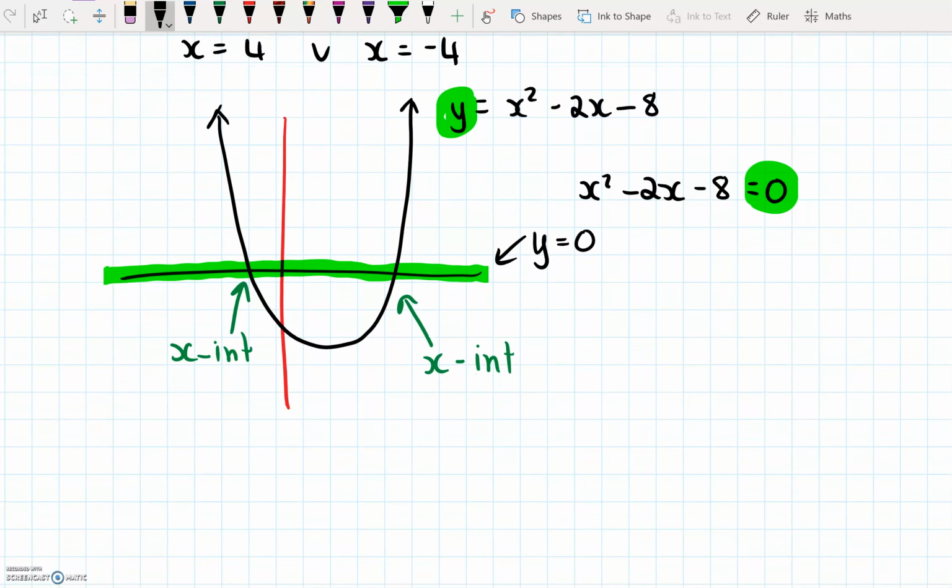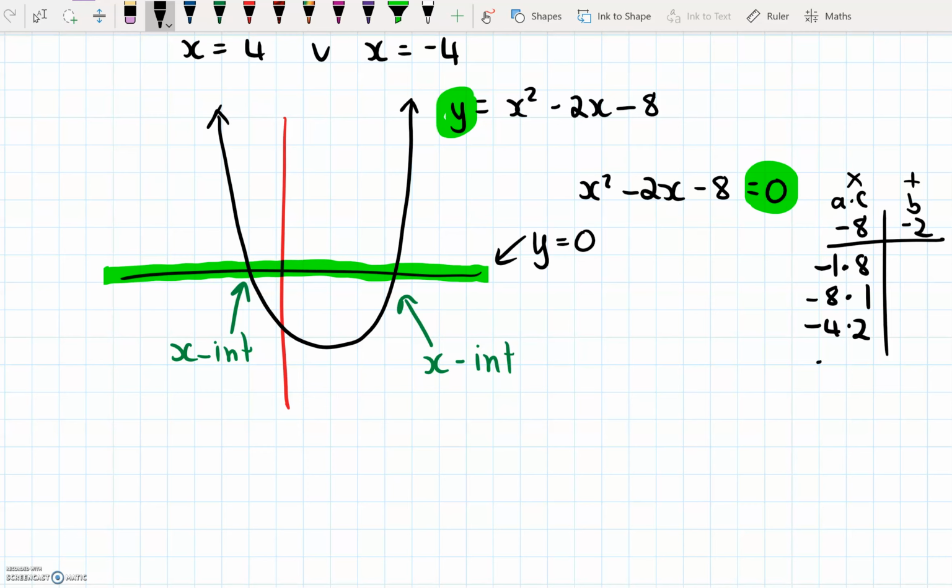So let's quickly look at this one. We make our little table. The two numbers have to multiply to give a times c, and they have to add to give b. So multiply to give minus 8, add to give minus 2. Because c is negative, one of them must be positive and one must be negative. For 8, we have minus 1 times 8, 8 times minus 1, minus 8 times 1, minus 4 times 2, or minus 2 times 4. Minus 1 plus 8 is 7, minus 4 plus 2 is minus 2, and we were looking for minus 2, so it's this one.